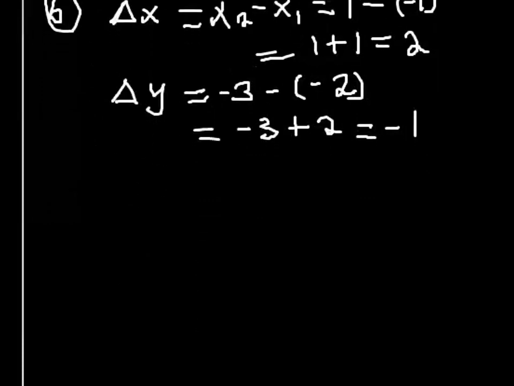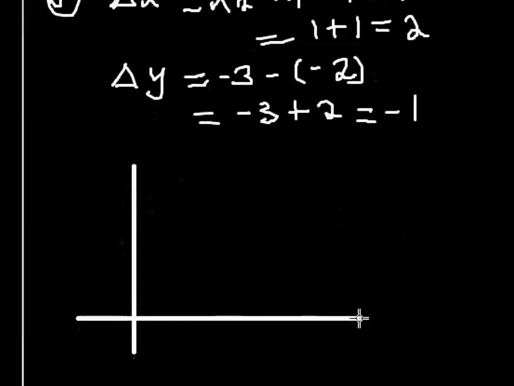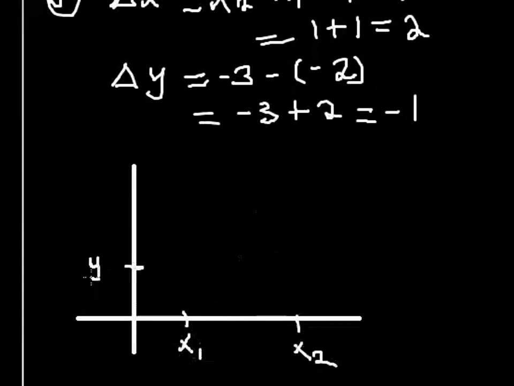Okay, now how do we examine increment in a graph? Let me draw the graph and show you how we represent increment in a graph. So let's say this is a graph. I will have 2 points. Let's say the initial point here is x1 and the final point is x2. The initial point here is y1, the final point is y2.